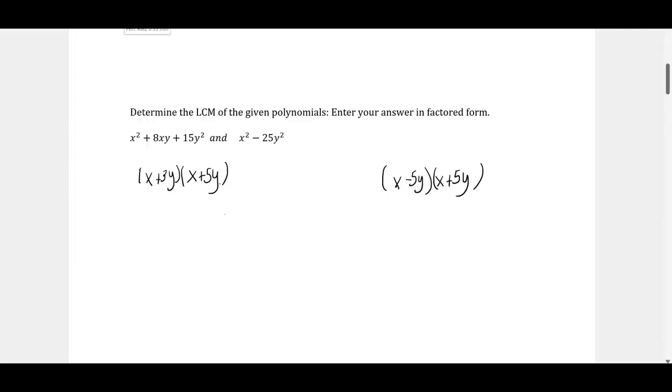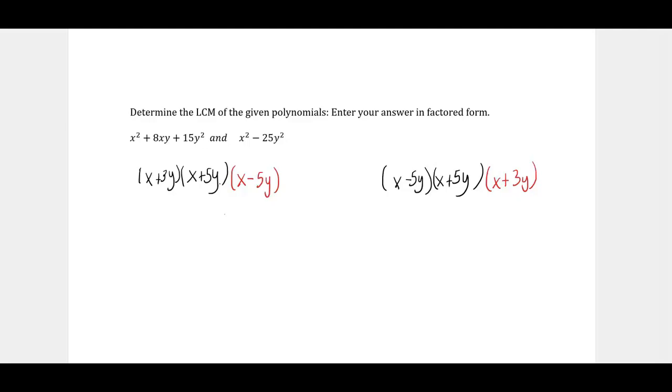For the first polynomial, we have the factor x plus 3. But for the second set of polynomial factors, we do not. So I want to multiply the x plus 3y into this second set of factors. When I compare the second set of factors, it has an x minus 5y, but the first set of factors does not. So I will multiply the x minus 5y times the first set of factors.